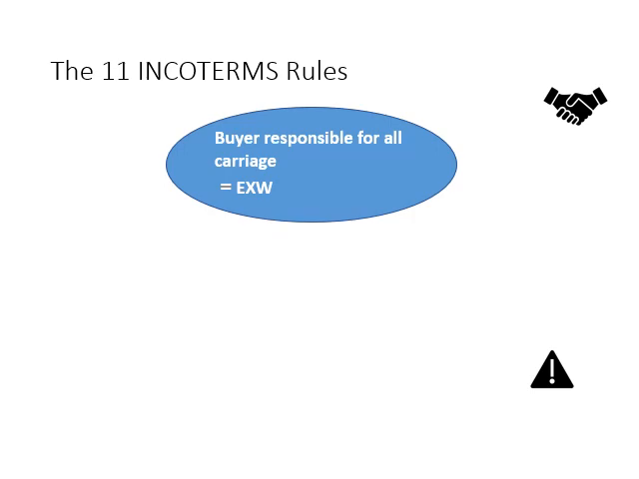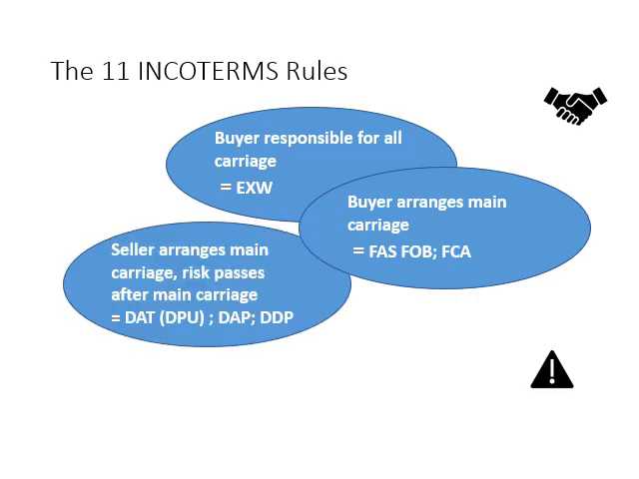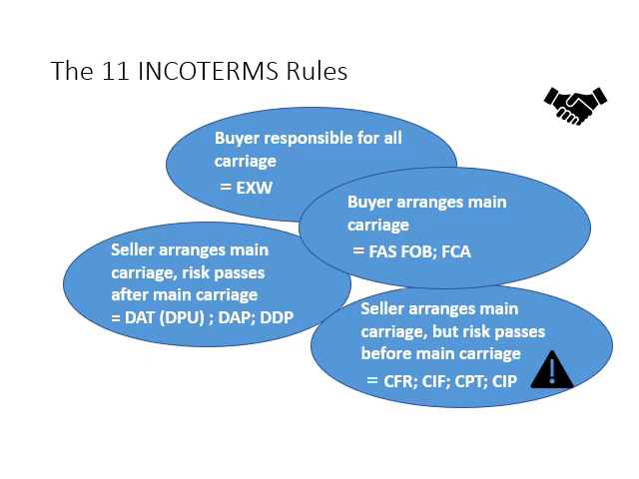The E group, where the buyer is responsible for all carriage. The F group, where the buyer arranges the main carriage. The D group, where the seller arranges main carriage and the risk passes after the main carriage. And the C group, where the seller arranges the main carriage, but risk passes during or before the main carriage. That means when the goods are handed over to the transport company or shipping line or airline.